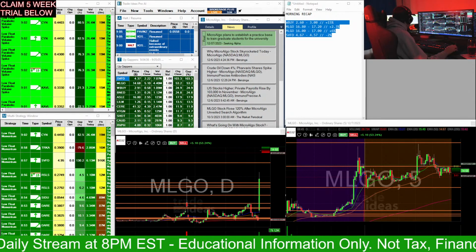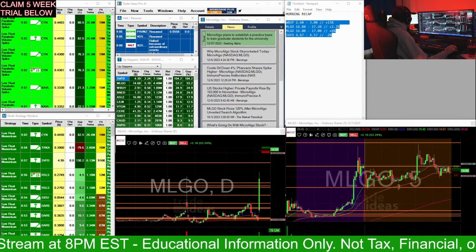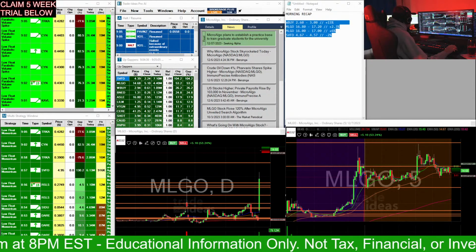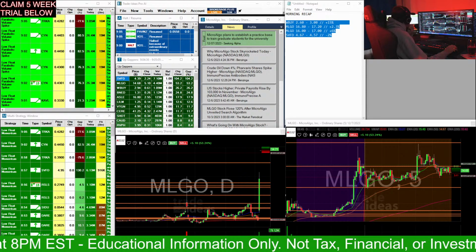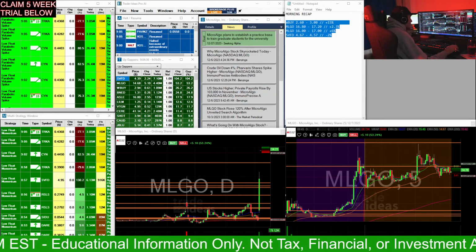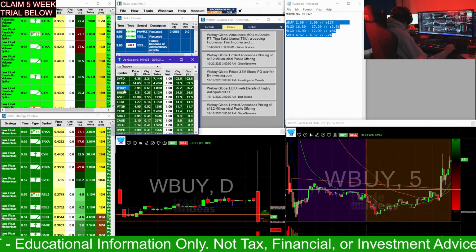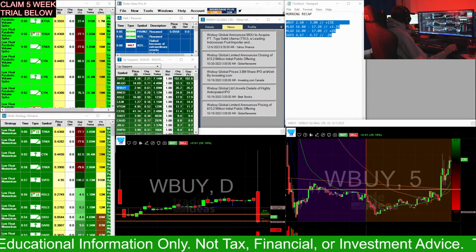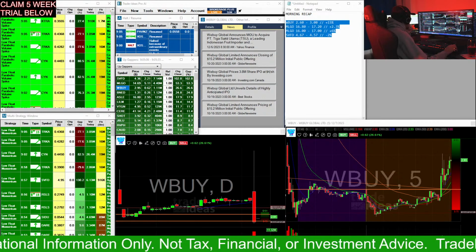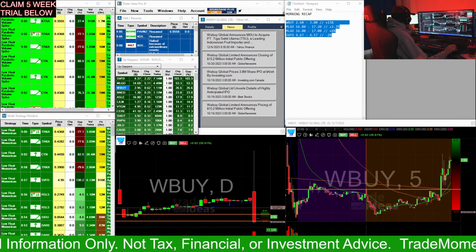I do want to keep on watching SVFD too, just because we do have that range up to 5.50. I do want to watch that one out of the open. WBUY, do I want to watch that again? Maybe. Do have the range there to keep an eye on it. I'd either watch it off of VWAP.